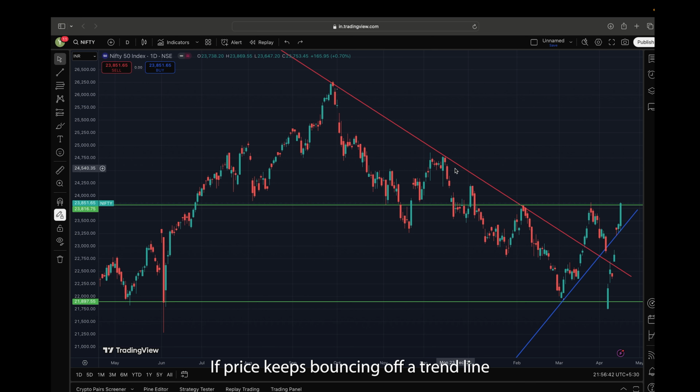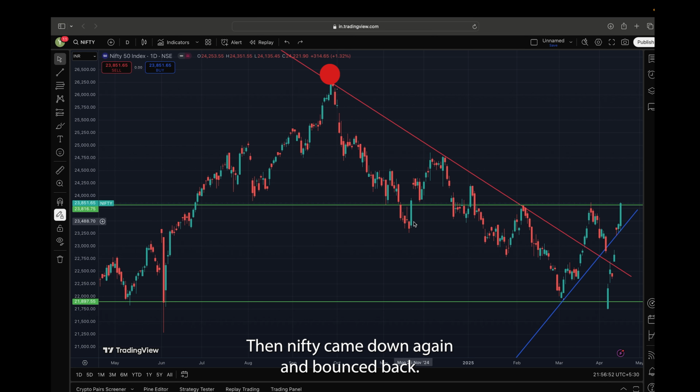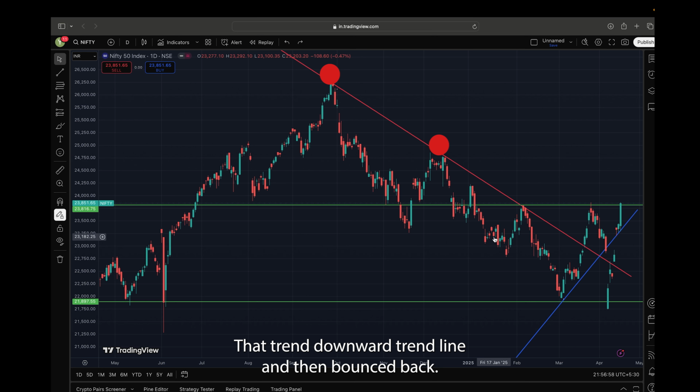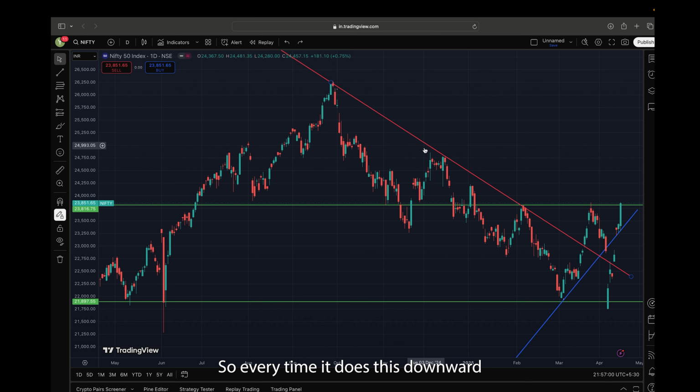If price keeps bouncing off a trend line, every time it touches it, that's a clue. So like over here, one touch point, then Nifty came down. Again it bounced back, touched that downward trend line and then bounced back. So every time it touched this downward trend line, you got a trade to take. So that's what I mean. Next time when it approaches that line, you have got a potentially new entry point.